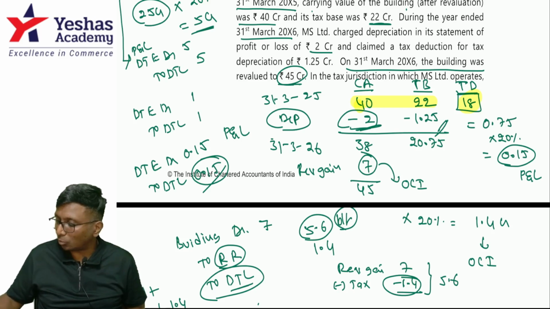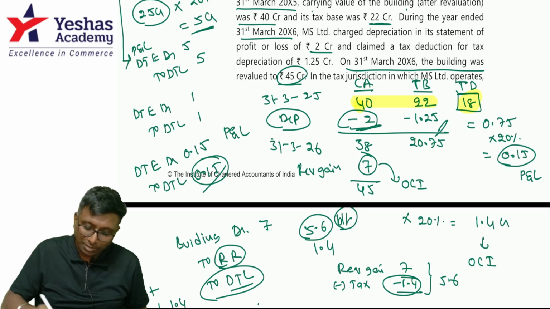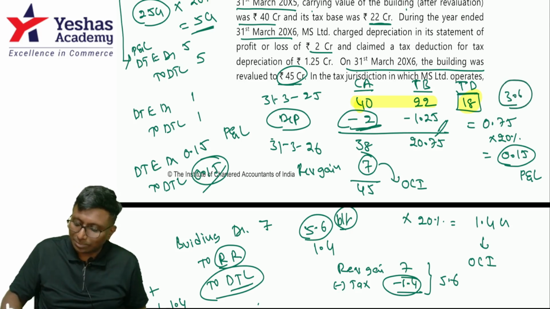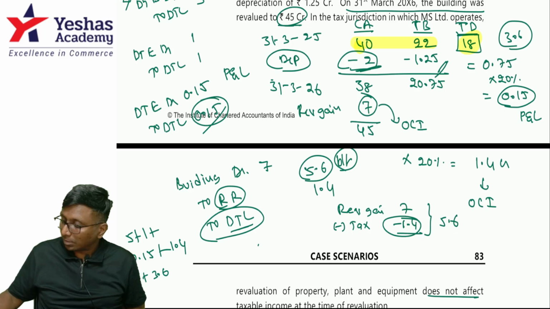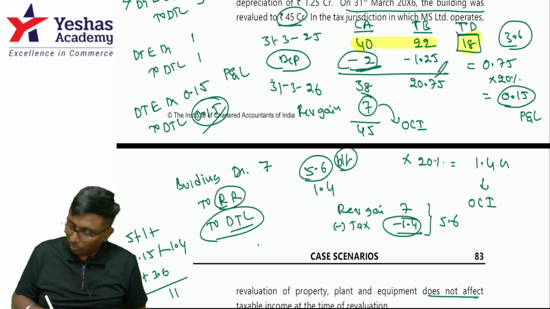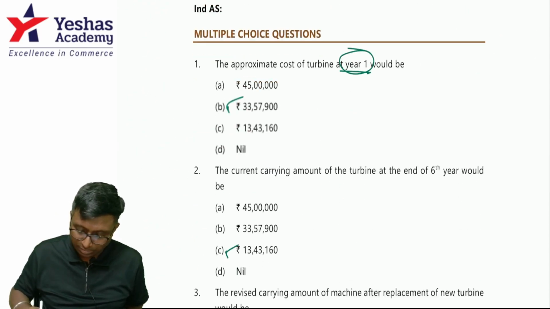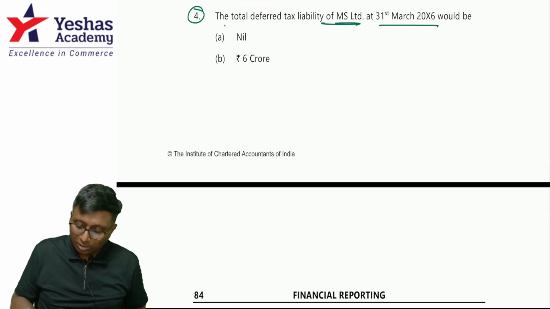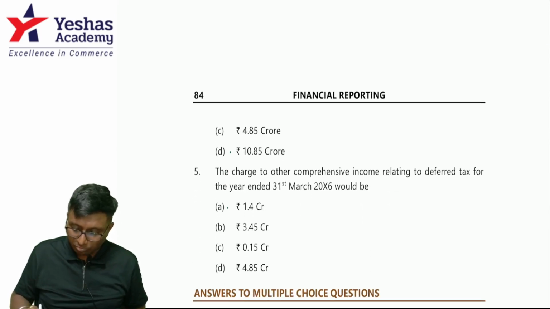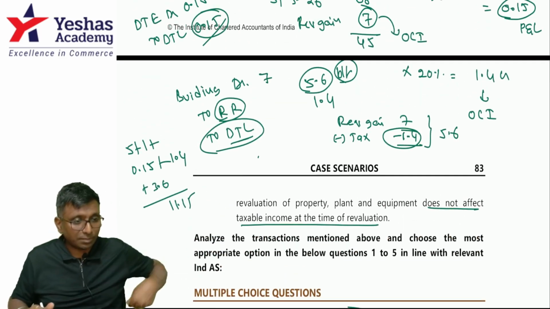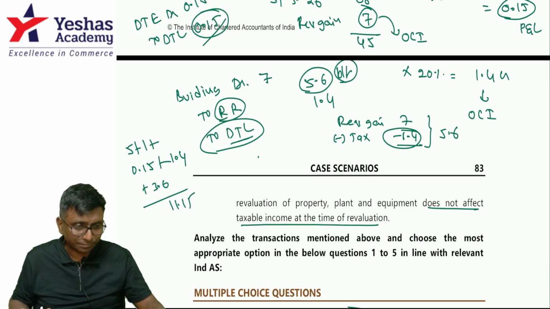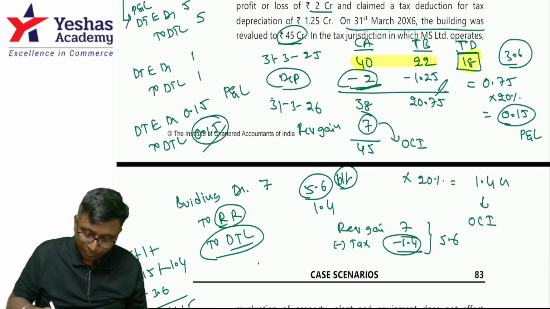Not a problem. We can do that. 18 into 20 percentage comes to how much? 3.6. You must have already created the deferred tax liability. Correct? So plus 3.6. Calculate now. 6 plus 3.6 plus 0.15 plus 1.4 comes to how much? 11.15. Yeah, let's see. Total deferred tax liability of this company is equal to, I think somewhere in our calculation we made an error. Just see that once again. Yeah, understood the small error. What is the small error?